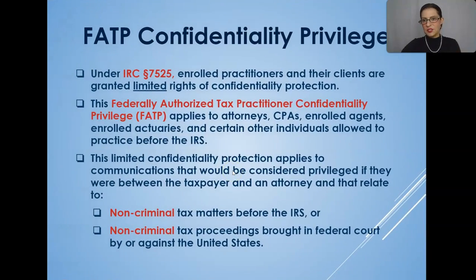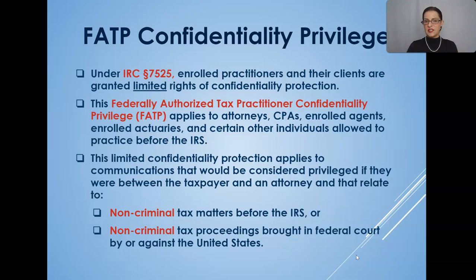FATP confidentiality privilege. There is a specific code section, IRC section 7525, that allows enrolled practitioners and their clients a limited right of confidentiality protection. Now, when we're talking about this code section, we're talking only about federally authorized tax practitioners. This code section, IRC 7525, applies primarily to attorneys, CPAs, enrolled agents, and then also to enrolled actuaries and enrolled retirement plan agents with regards to their area of practice, which is usually retirement plans. These are people who are enrolled to practice before the IRS. They do have practice rights before the IRS.